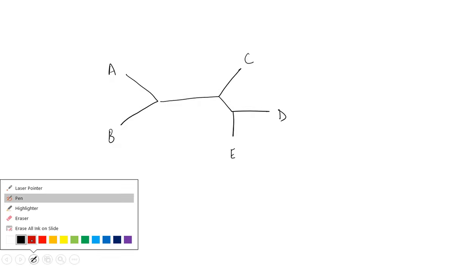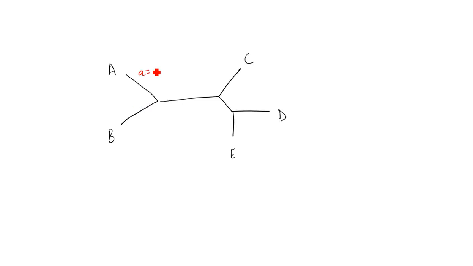Let me draw the final tree here with all the calculations. So our final tree looks like this: A, B, C, D and E. Let me mark the values. A equals 10, B equals 12, C equals 9, D equals 4, E equals 6, G equals 5 and F equals 20. So this is how I have calculated everything.